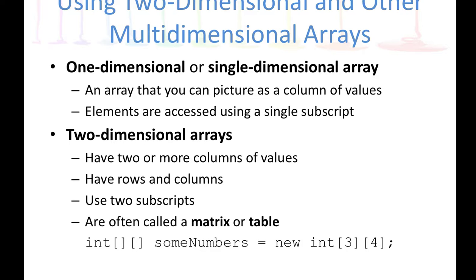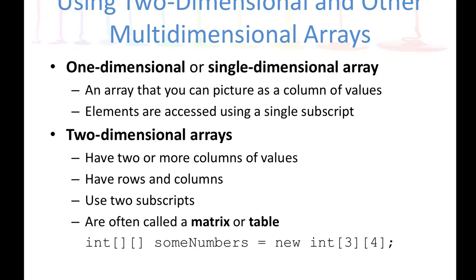So one-dimensional or single-dimensional array: an array that you can picture as a column of values. So once again, go back to Excel. Row A, values. Elements are accessed using a single subscript. Two-dimensional arrays have 2 or more columns of values. They have rows and columns, use subscripts, and are also often known as a matrix or table, and going back to Excel. So this one right here is using a multi-dimensional array.